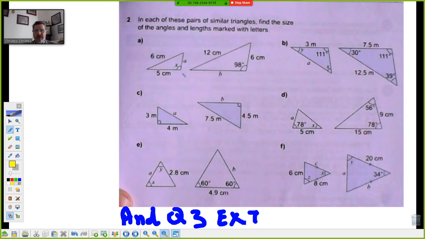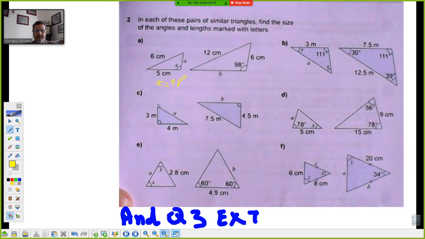How big is X? Anyone can call out. How big is angle X? That question goes to Neha. 98. Absolutely, because all the angles remain the same.